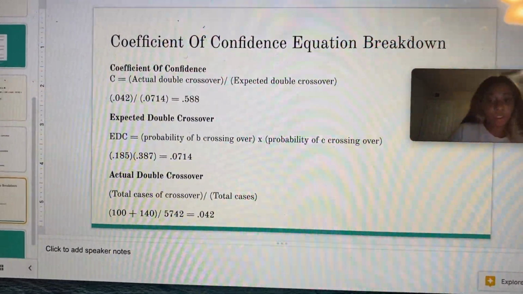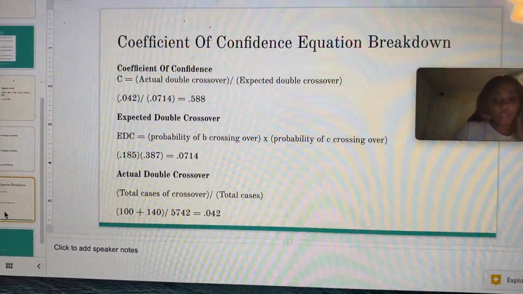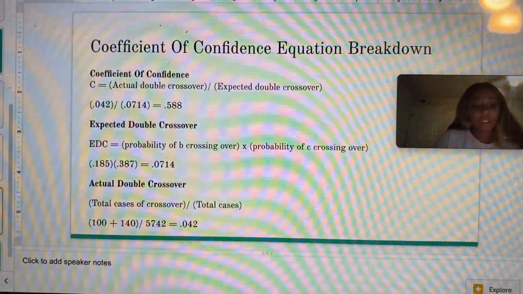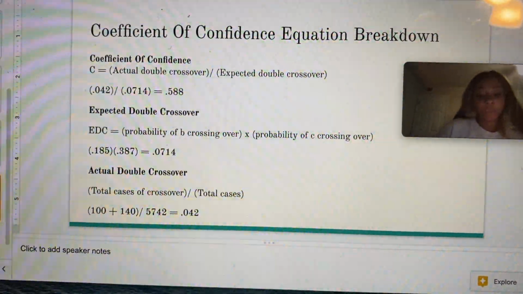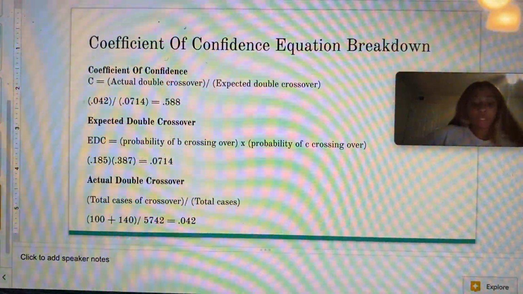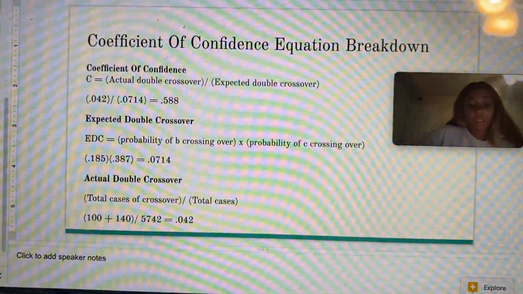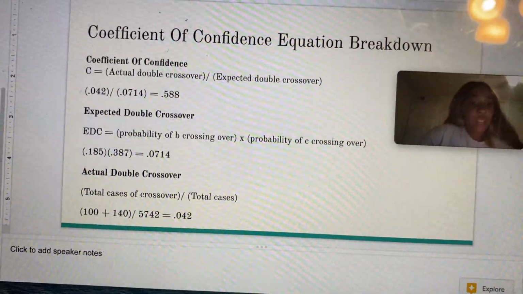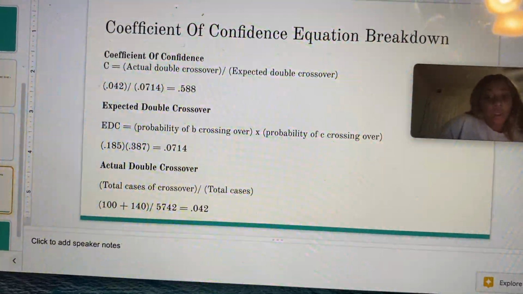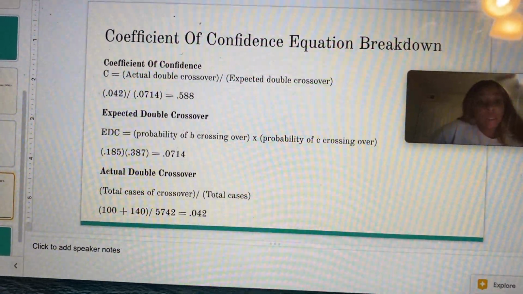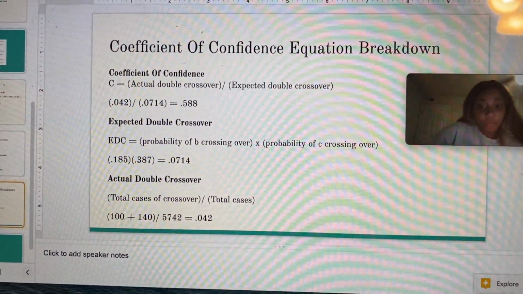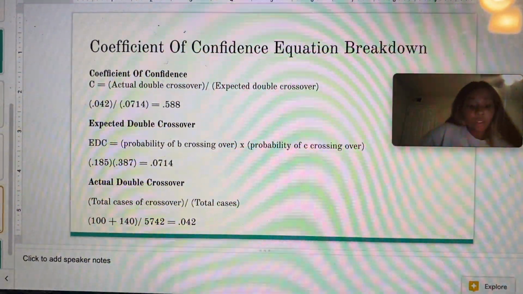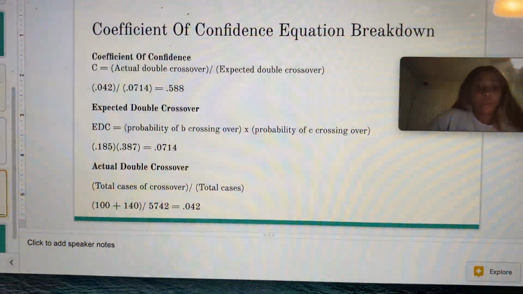And then I did the expected double crossover, which is, the equation would be probability of B crossing over times probability of C crossing over. So I went ahead and put those values as 0.185 times 0.387, which gave me 0.0714. And then the actual double crossover gave me an equation of total double crossover cases divided by the total cases. And that equation gave me 100 plus 140 divided by 5,742, which gave me 0.042.